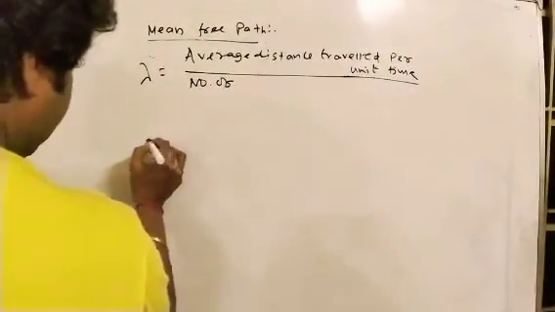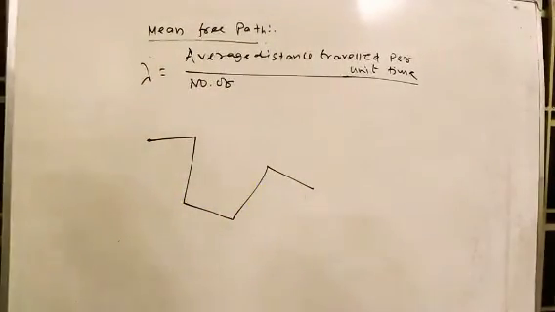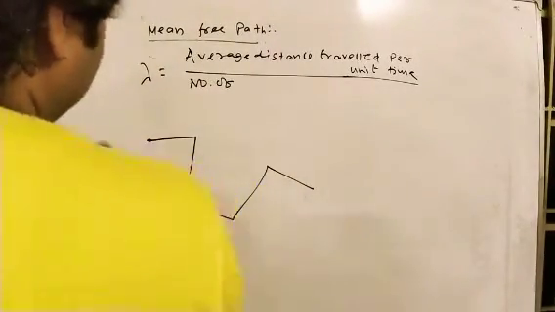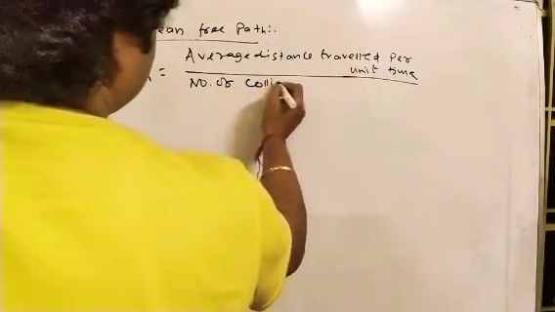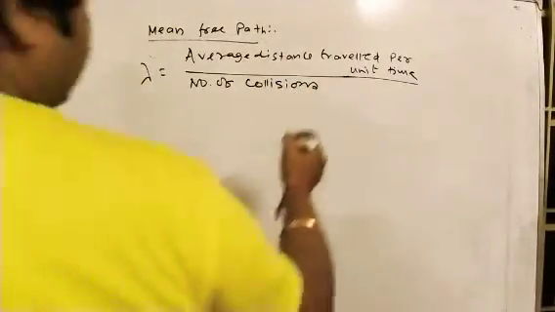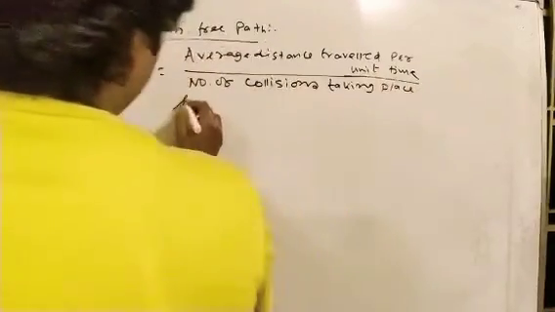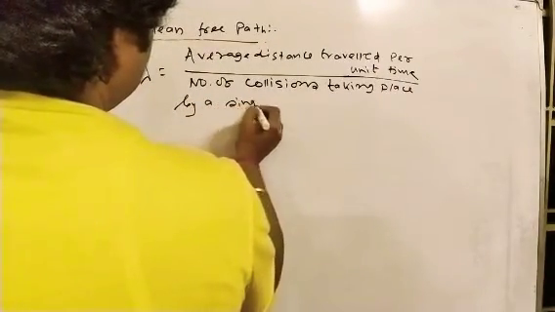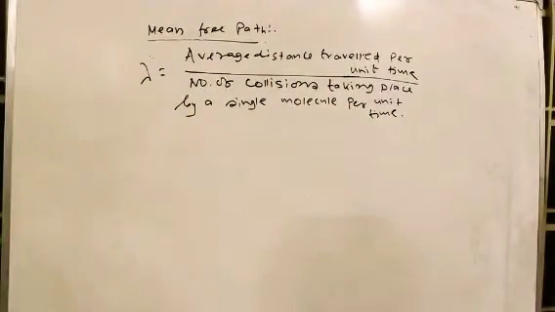That means this is the molecule, it goes here, comes here, goes here again, and again here. So we are considering one single molecule. So we should always write in the denominator the number of collisions taking place by a single molecule per unit time. Number of collisions taking place by a single molecule per unit time.